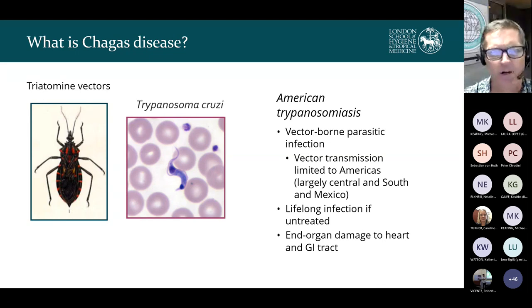It has historically been known as American trypanosomiasis, although that's a phrase that has somewhat fallen from usage. But it does at least describe the epidemiology of vector-borne transmission, which is very much centered on the Americas. So this is Central and South America and Mexico. The current paradigm is that if you become infected with Trypanosoma cruzi, you're infected for life. That's somewhat contentious. It's not universally accepted, but that's certainly the paradigm we currently work to. And from a clinical point of view, the things you need to understand are that there are two organ systems most affected, the heart and the gastrointestinal tract.